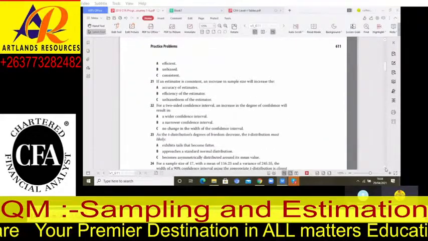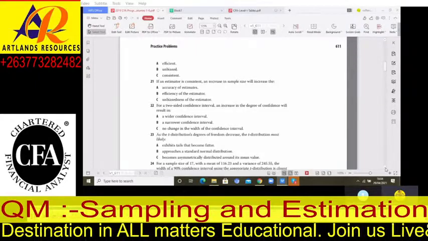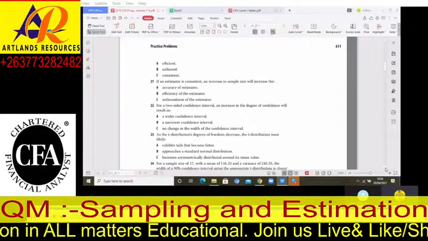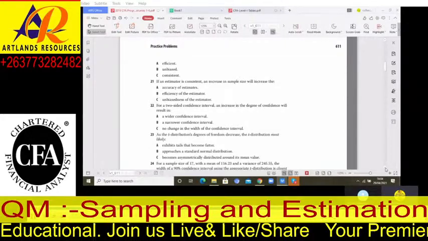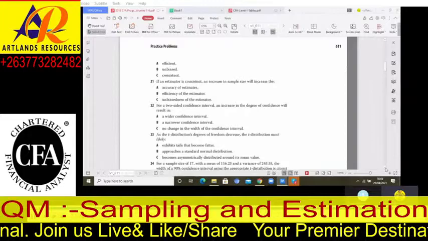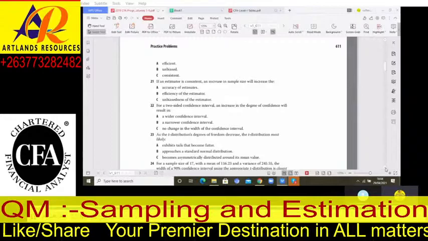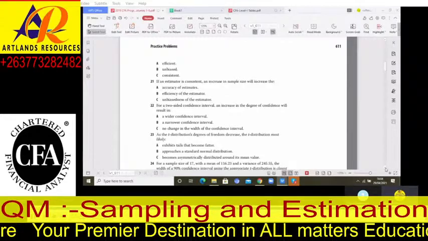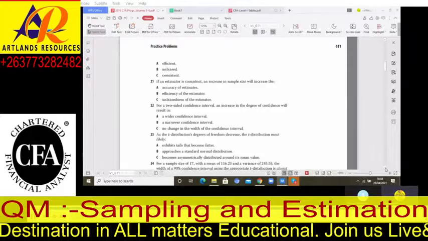For a wider two-sided confidence interval, an increase in degrees of confidence will result in... You know what? These are now normally the exam questions. They are of this nature. They don't normally allow you even to do all that we were doing at the top. And the examiner knows that if you are able to perform workings, you can answer this.